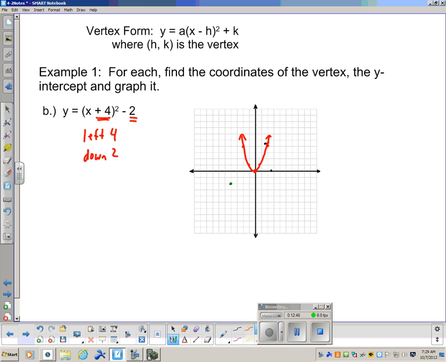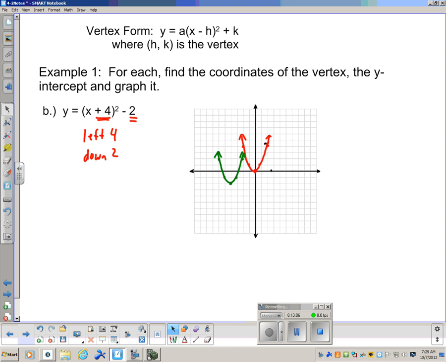Left 4, 1, 2, 3, 4, 1, 2. Left 4, 1, 2, 3, 4, 1, 2. Connect my points. So there, the green graph there is our final graph.